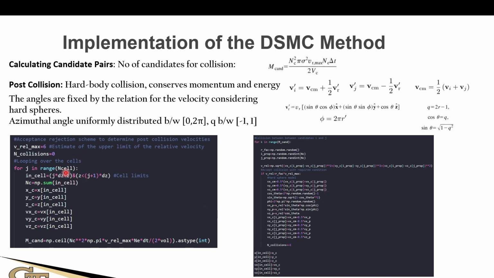An important thing to note is that the maximum value of the relative velocity has to be overestimated, since it gives more candidates for collision as well. However, it must not be so high. If we have an extremely high value of VR max from the previous slide, by the acceptance-rejection scheme, a higher number of particles would be rejected as well.